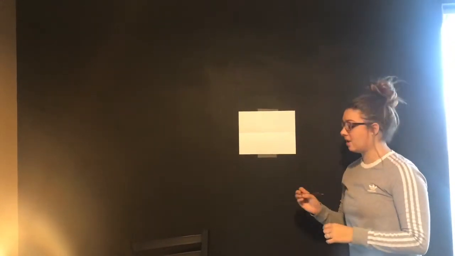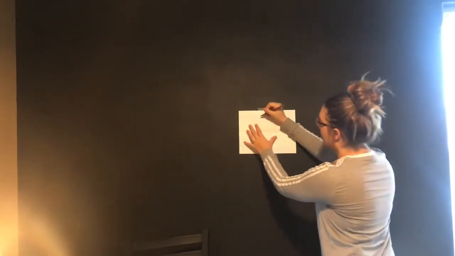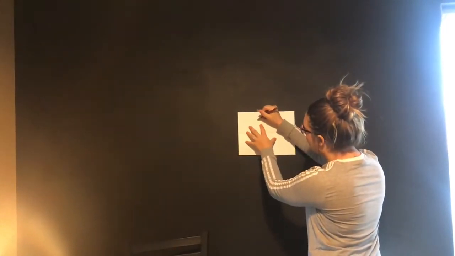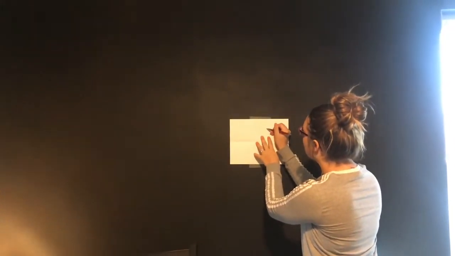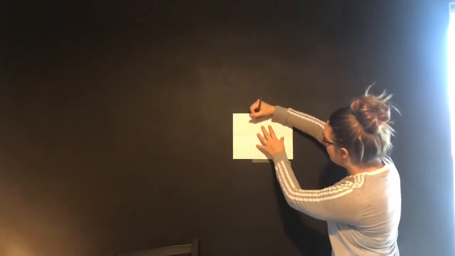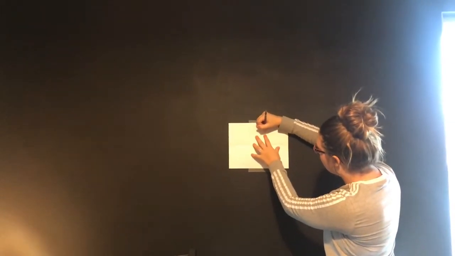The second step to it is you're going to make the little ears of the bat. You're going to go straight down on both sides and make a little bump that connects the two.